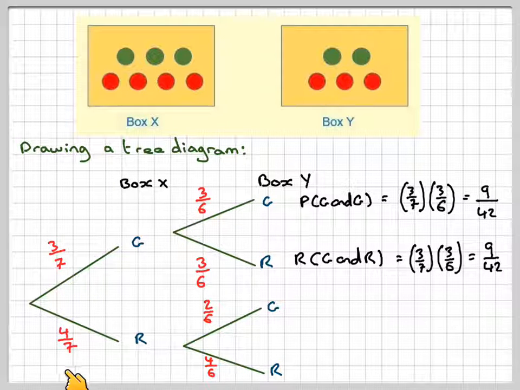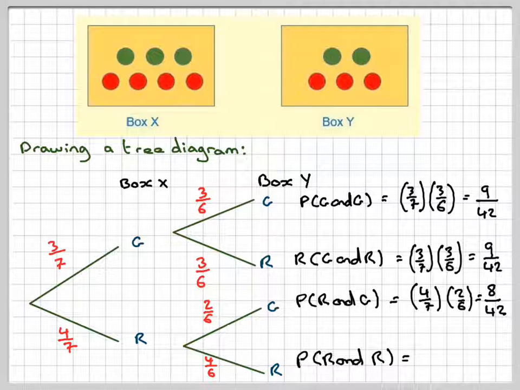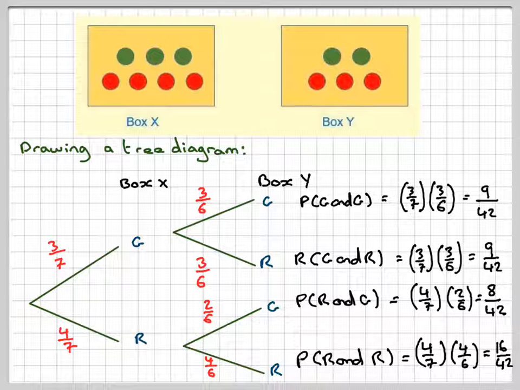The probability of a red and a green is going to be 4/7 times 2/6, which is 8 out of 42. And the probability of a red and a red is going to be 4/7 times 4/6, which is going to be 16 out of 42. You should just check at this point that these do add up to 1.